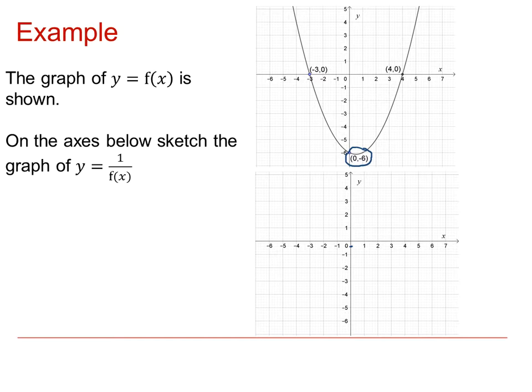The other quite crucial points are when the function itself, f of x, is equal to 0. Here and here, so where the function crosses the x-axis. At those points, 1 over f of x will be 1 over 0. So that must mean that we end up with asymptotes at x equal to negative 3 and x equal to 4.